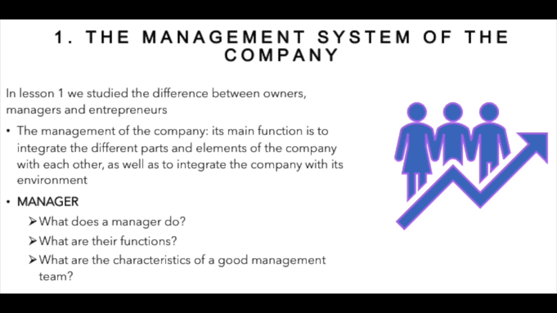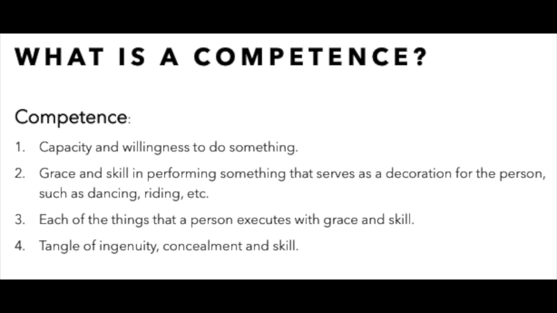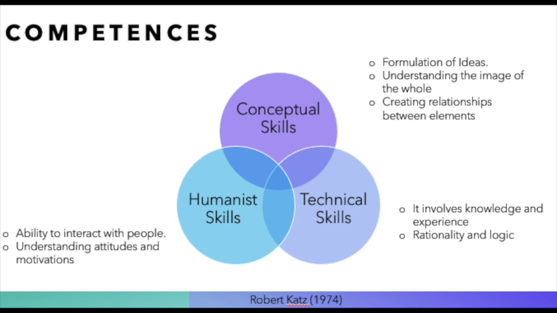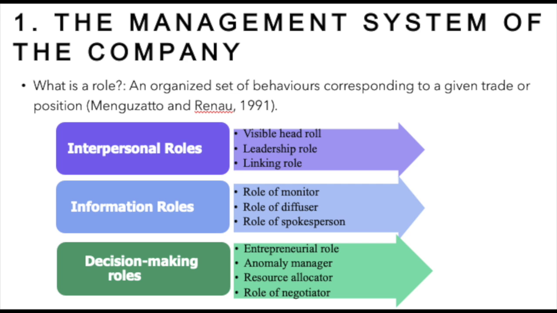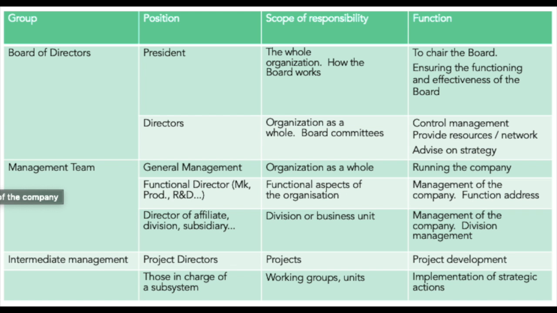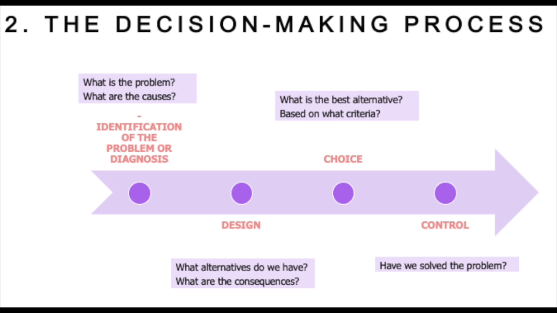In lesson 3, we looked at the management system of the company. What do managers do? What are their functions? We also looked at what is a competence, which is the capacity and willingness to do something. There are 3 types of skills: conceptual, humanist, and technical skills. We also looked at different types of roles, which is the interpersonal, information, and decision-making roles. The different types of groups in the company: board of directors, management team, and the intermediate management. And lastly, we looked at the decision-making process.